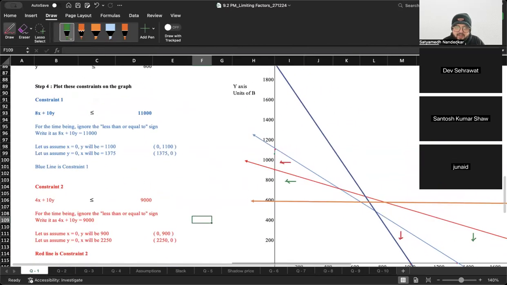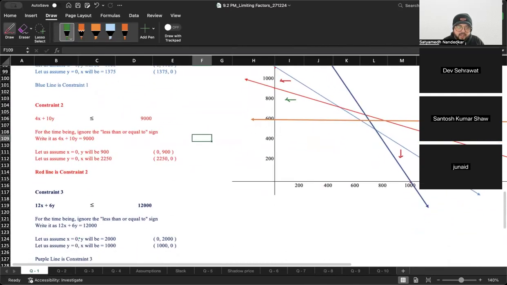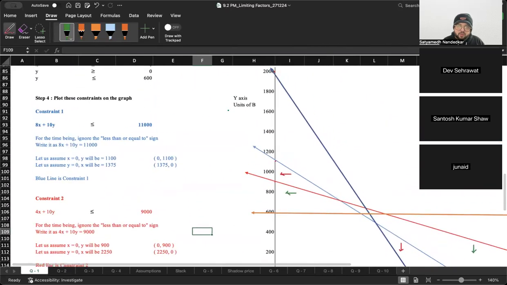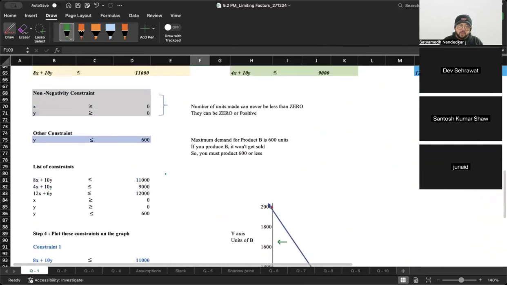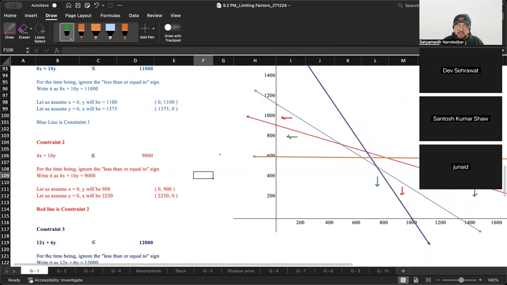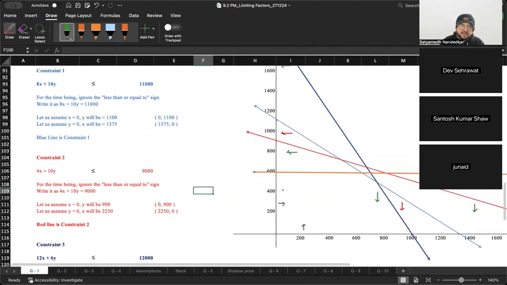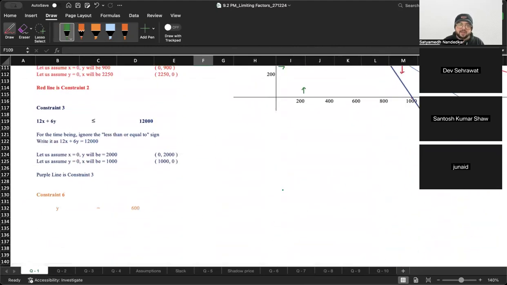पर्पल लाइन का भी, it is less than or equal to 12x plus 6y less than or equal to 12,000, तो आपका सोल्यूशन आएगा इधर ऑन द लेफ्ट हैंड साइड और आपका सोल्यूशन आएगा बिलो द लाइन। फोर्थ कंस्ट्रेंट, नॉन नेगेटिविटी कंस्ट्रेंट, x greater than zero, y greater than zero, मतलब x एक्सिस के ऊपर there are no negative values on the graph, y एक्सिस के ऊपर there are no negative values on the graph.